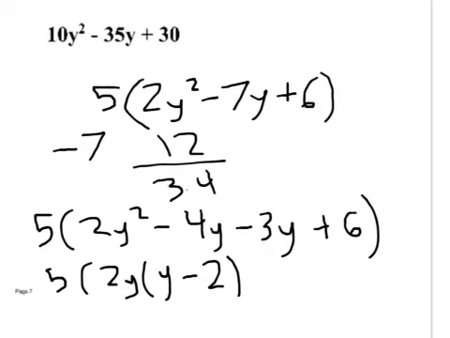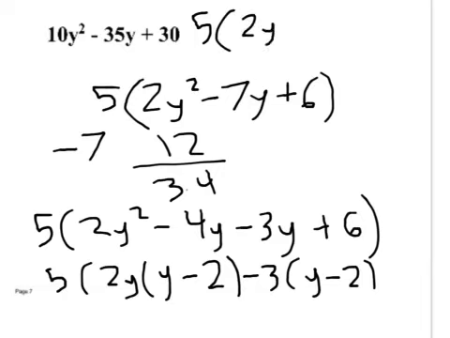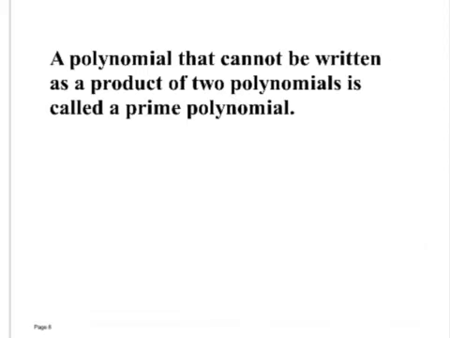What can I take out of negative 3y plus 6? 3. What is left? Y minus 2. Alright, so here's my answer. Hold on. 5 times 2y minus 3 times y minus 2. There's my answer. I'll write this down.